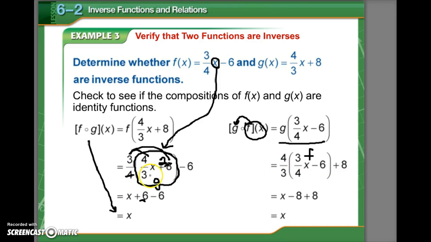Now the same thing like we did over here for f composition g, we're going to do for g composition f. So we have 4/3 times 3/4. Obviously that cancels again, and we'll be left with just x. When we do 4/3 times negative 6, 6/3 is again 2, and 4 times negative 2 gives us this negative 8. Then we had a plus 8, and negative 8 plus 8 cancels. So g composition f is x. If you do both compositions and you get x each time, then it proves that the two functions are inverses of each other.